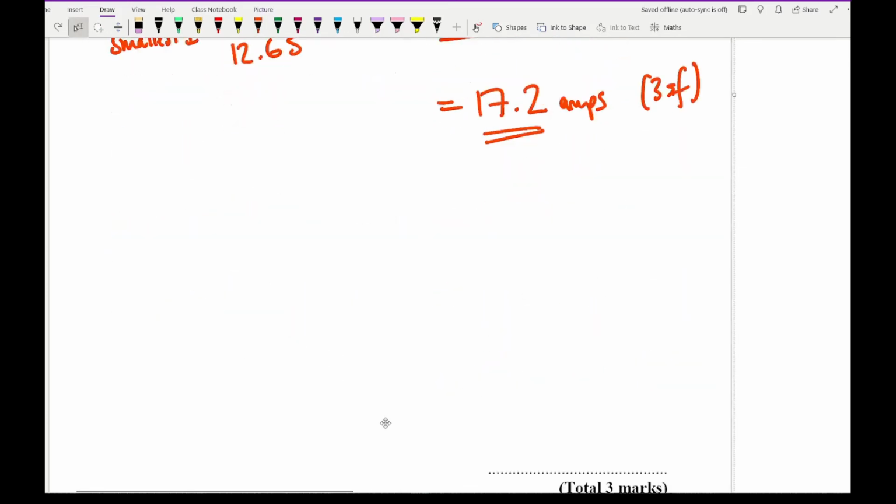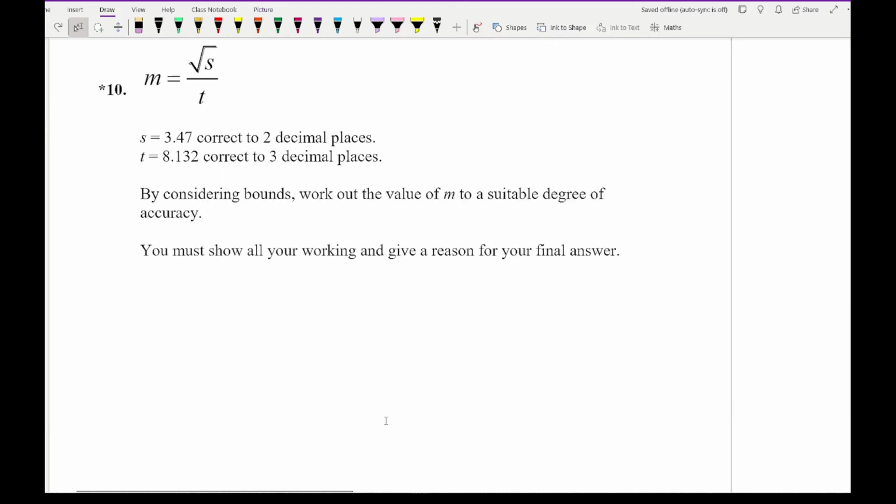So let's have a look at our last example. Looking at here, it says that m equals the square root of s over t, and s is given as 3.47 correct to 2 decimal places, and t is 8.132 correct to 3 decimal places. By considering bounds, work out the value of m to a suitable degree of accuracy. You must show all your working out and give your reason for your final answer. So for the smallest m, let's work out the limits first. For s, it's been corrected to the nearest 2 decimal places, so that's going to be 0.01, and I'm going to divide that by 2, which gives me 0.005.